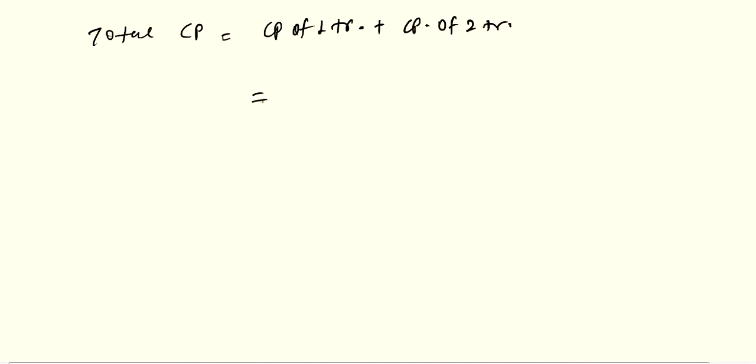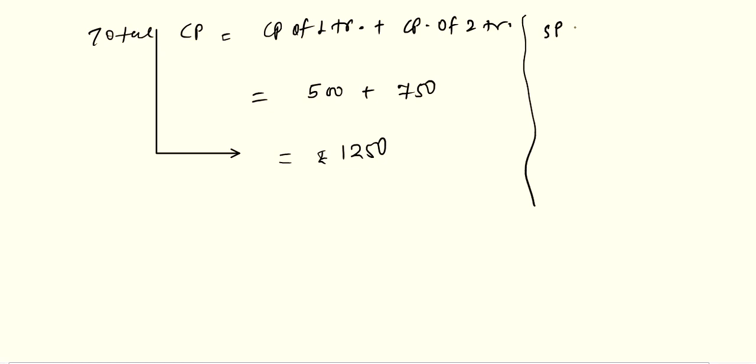total CP and total SP. So total CP equals CP of first transistor plus CP of second transistor. So for the first transistor we calculated CP 500, and for the second transistor we calculated CP 750. So total 1250. So total CP is 1250, while total SP is given in the starting. SP of each transistor is 600, and we are having two transistors, so 600 into 2 1200.